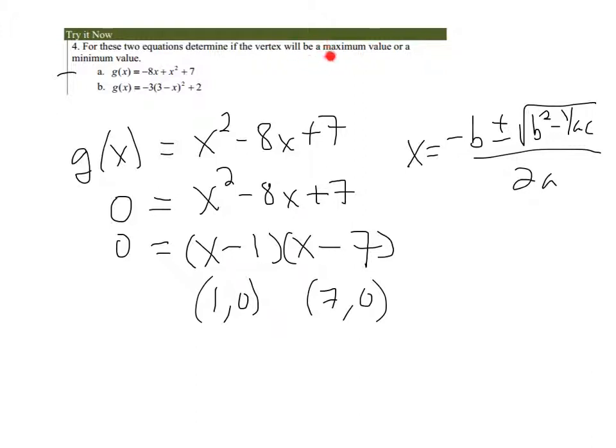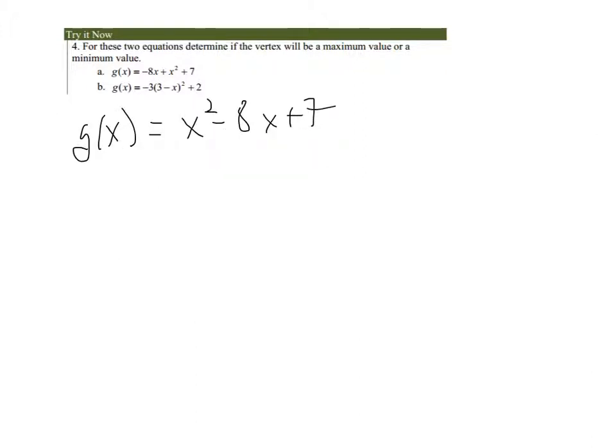Let's try to answer this question, and then we'll actually find the vertex. How can I answer this question without doing any algebra? Well, I know that this function, because that leading term is positive 1, opens up, and it has an ending behavior like that, because it is a parabola. It opens up, so that tells me the vertex is going to be a minimum value.